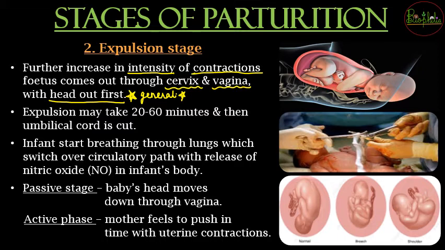Generally, the expulsion stage, the second stage of parturition, is going to take approximately 20 to 60 minutes. So it is a comparatively less time-consuming stage, whereas the actual labor stage that you consider is the first stage of parturition, that is the dilation phase. Once the mother is completely dilated, expulsion will usually not take more than 60 minutes.